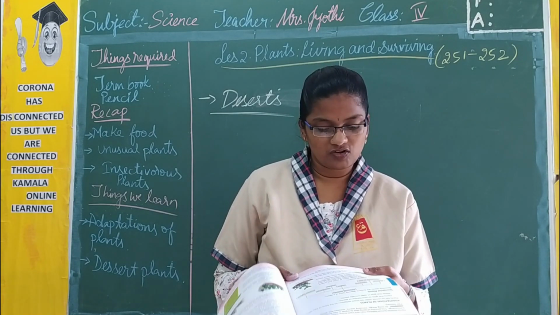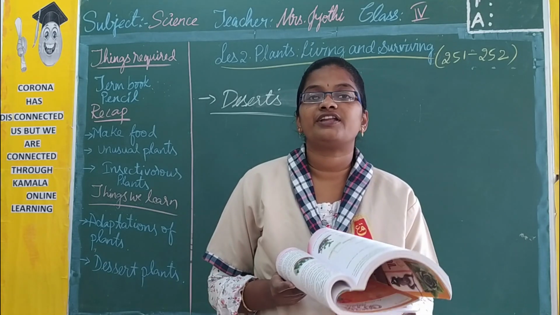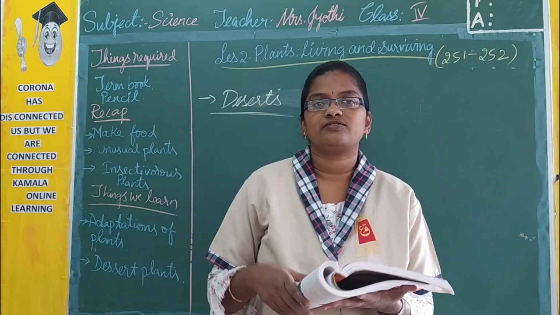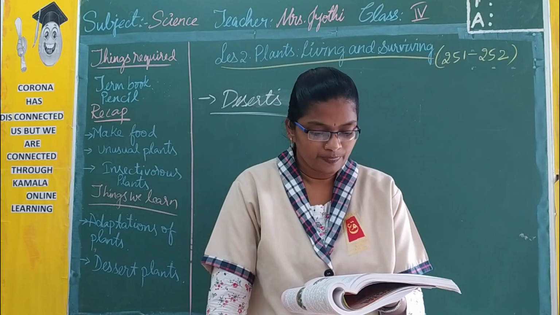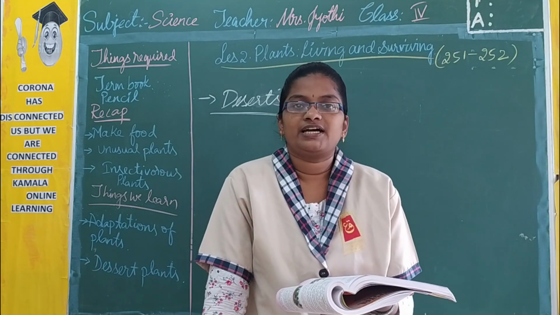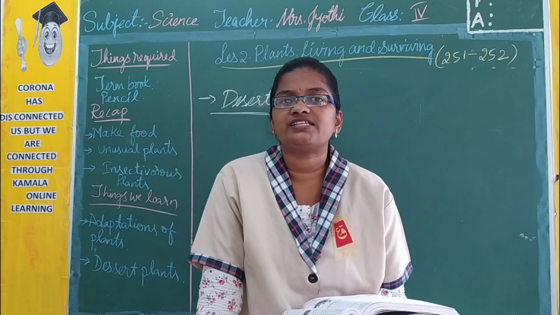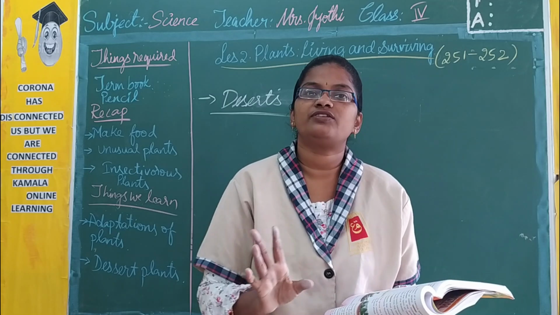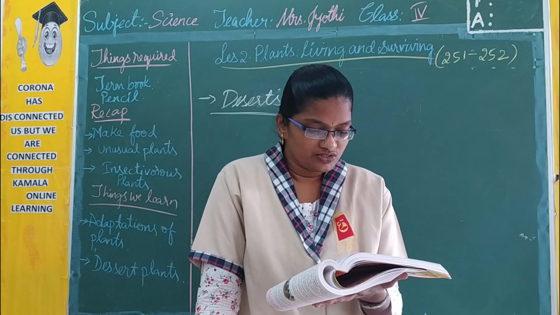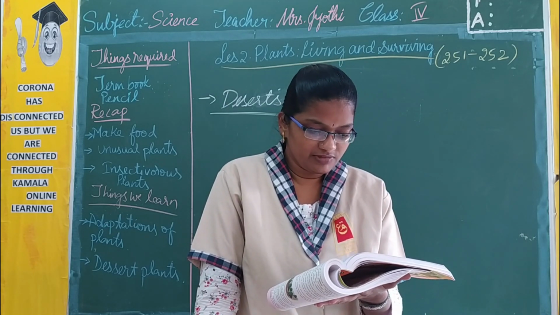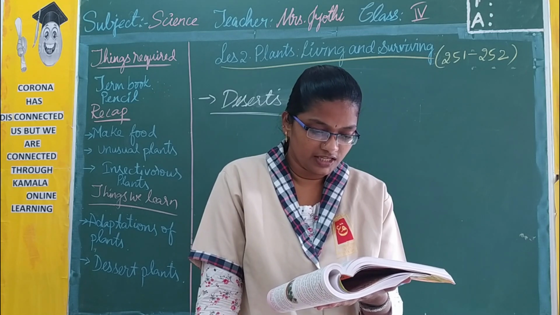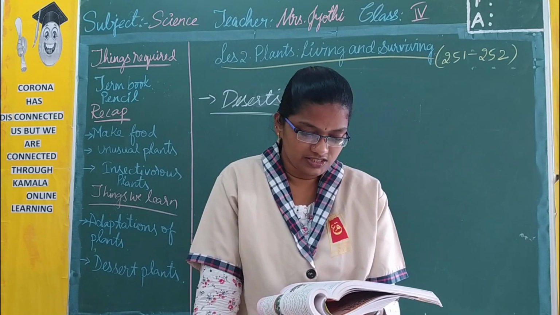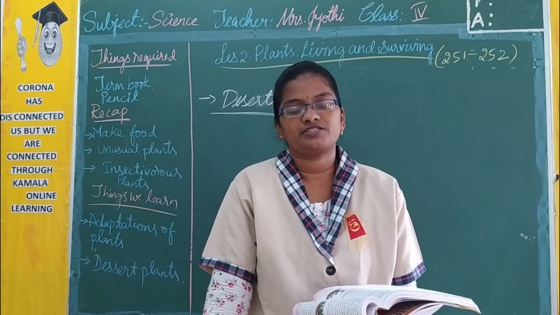So here, as I already told you, deserts are very dry and the sand is very loose and cannot hold much water. So these areas receive very little rainfall. Otherwise, sometimes they do not receive rainfall at all. So the temperature during the daytime is very high because water and rain are scarce in the deserts. So plants growing in these regions show these kinds of adaptations.